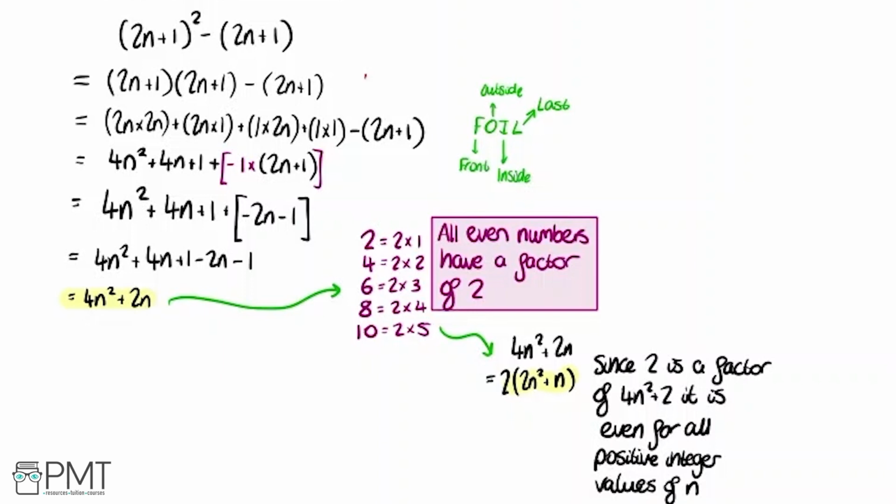So we get 1 mark for correctly starting to go through the process of expanding the brackets. We get our 2nd mark for getting through that process correctly and getting down to 4n squared plus 2n. We get our 3rd mark for a convincing conclusion. So in this case, showing that 2 is a factor and explaining that here.